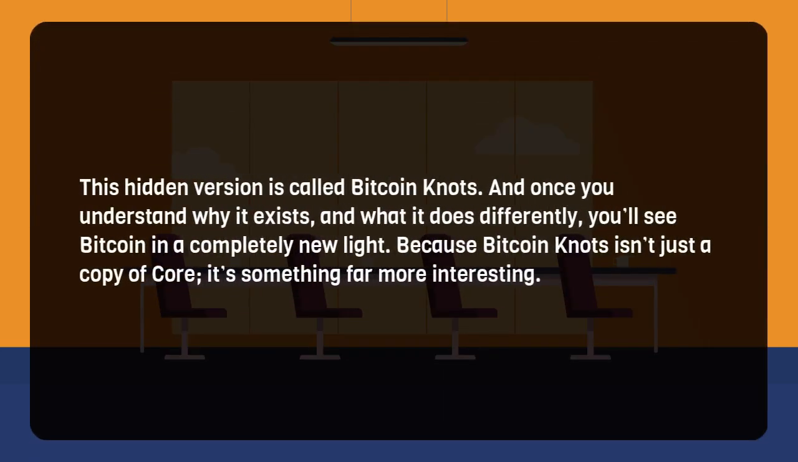This hidden version is called Bitcoin Knots. And once you understand why it exists and what it does differently, you'll see Bitcoin in a completely new light. Because Bitcoin Knots isn't just a copy of Core, it's something far more interesting.